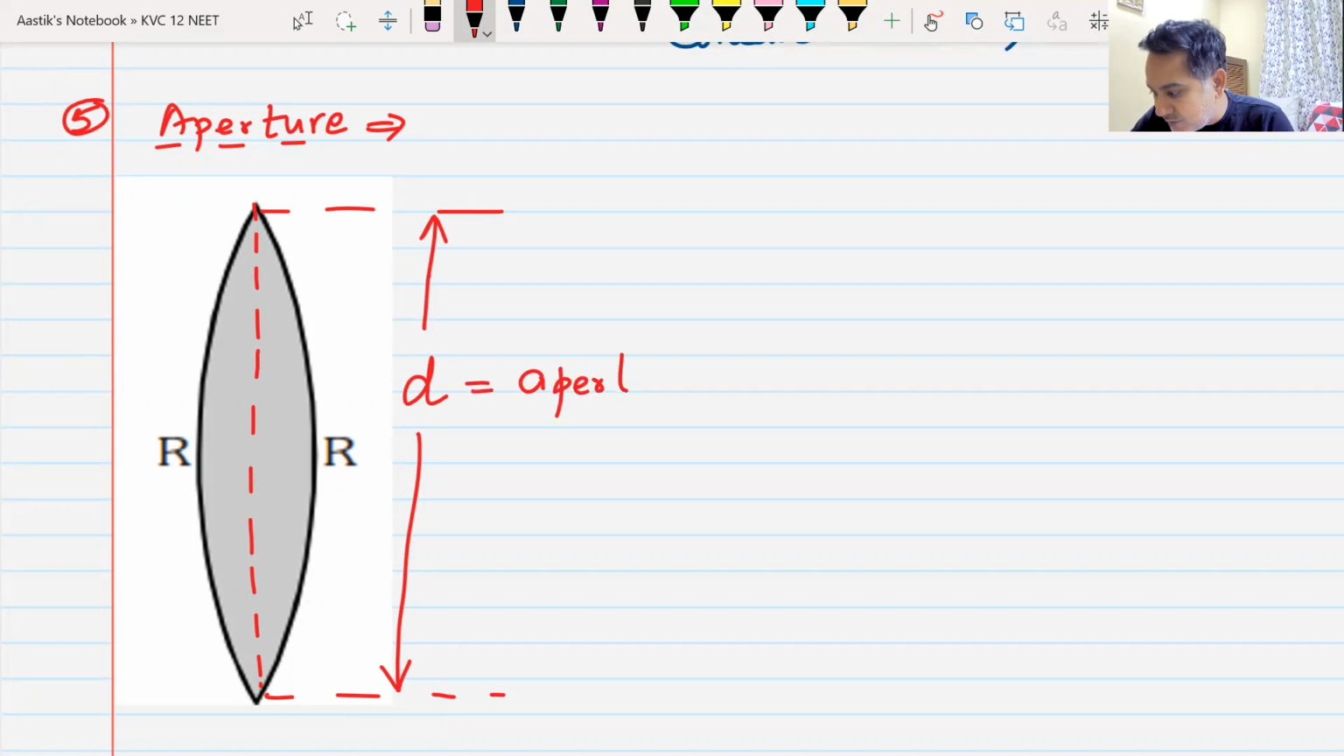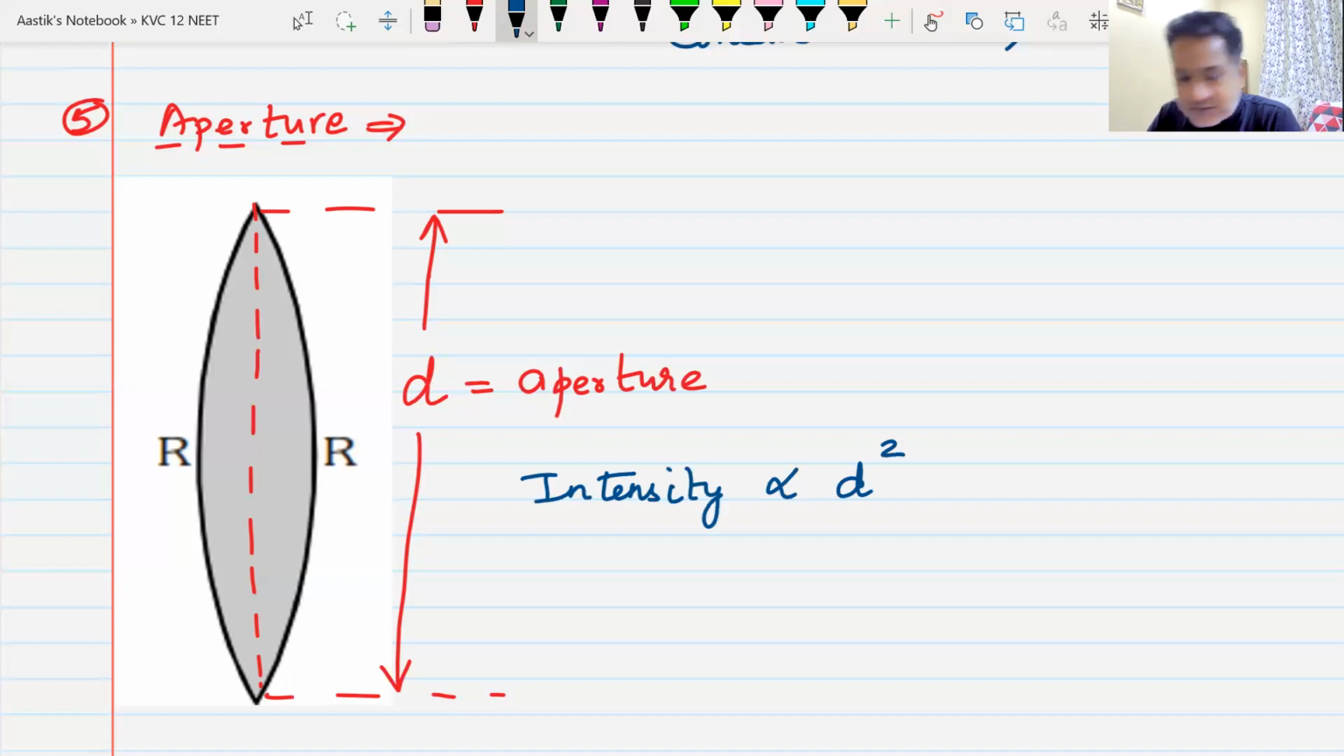Now, why is it important to remember this? Because sometimes you are asked a question where you are going to cover half of the lens or cover it with some other material, and then they will ask you what will happen to the image. Remember, the intensity of the image is directly proportional to your diameter or aperture square. So if your diameter becomes half, the intensity of the image will become 1 by 4. Do we understand this?